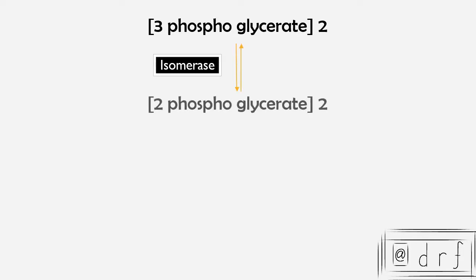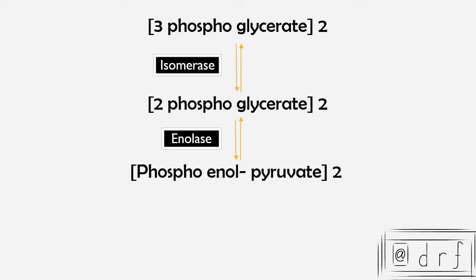Moving forward, 3-phosphoglycerate is converted into 2-phosphoglycerate by the enzyme isomerase. Isomerase changes the configuration of a few molecules. Here, the phosphate group that was attached on the third carbon of glycerate has moved to the second carbon of glycerate. Now, this 2-phosphoglycerate in the presence of enolase enzyme is adding an enol group and is converted into phosphoenol pyruvate.